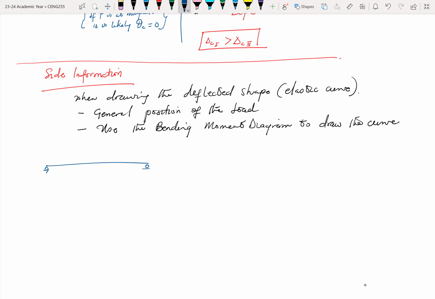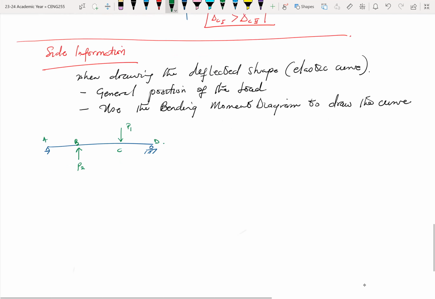Okay, so let's look at a quick example of that, and then we can move on to something else. So let's say I have this simply supported beam, and I have these loads acting on it. Let me create it so that some are going up and some are coming down. Let me call the points A, B, C, and D. So here I can draw the bending moment diagram.